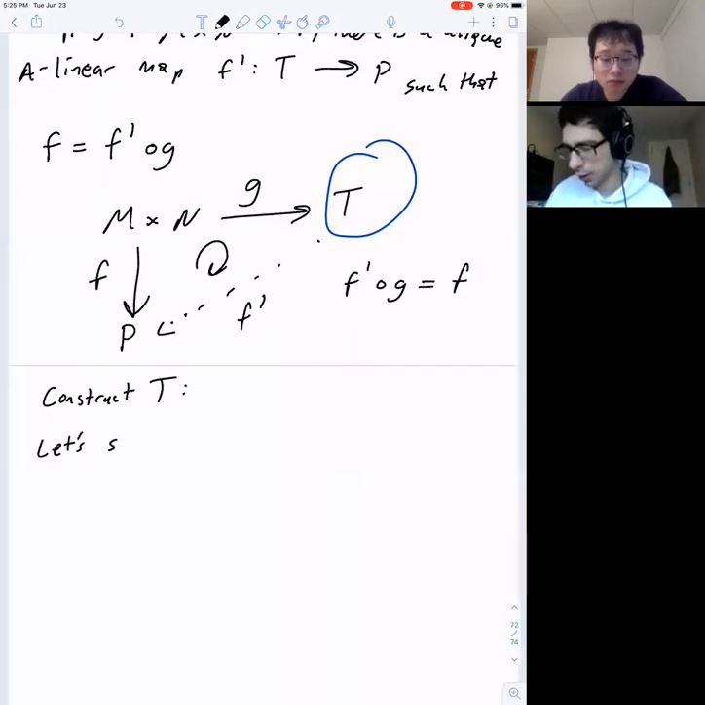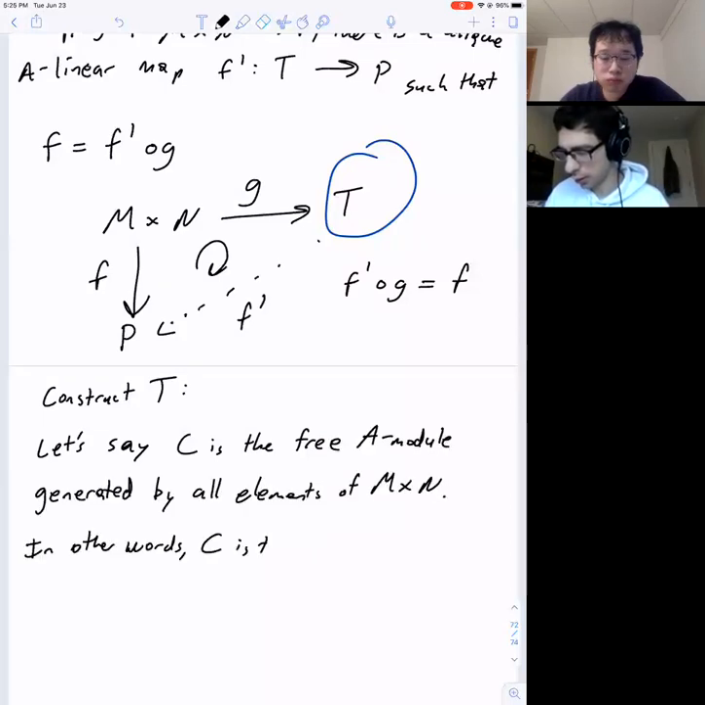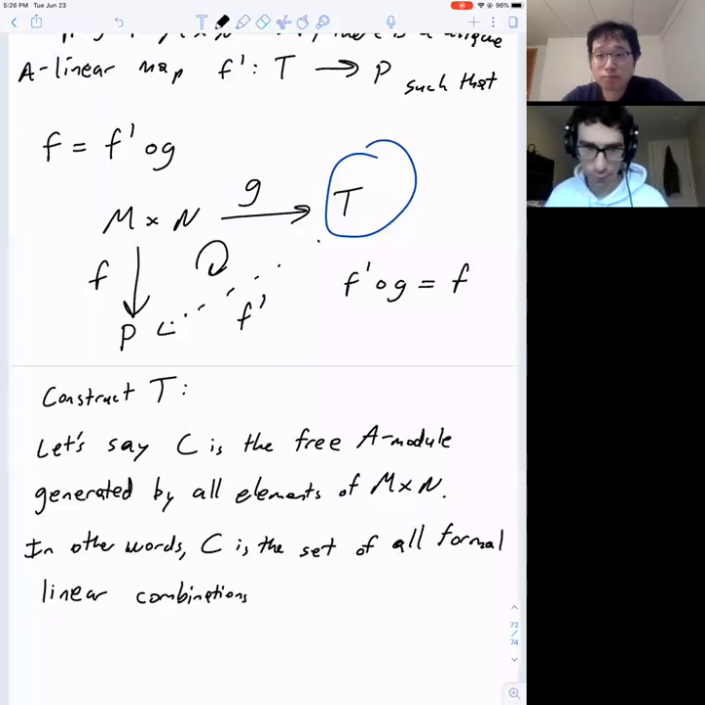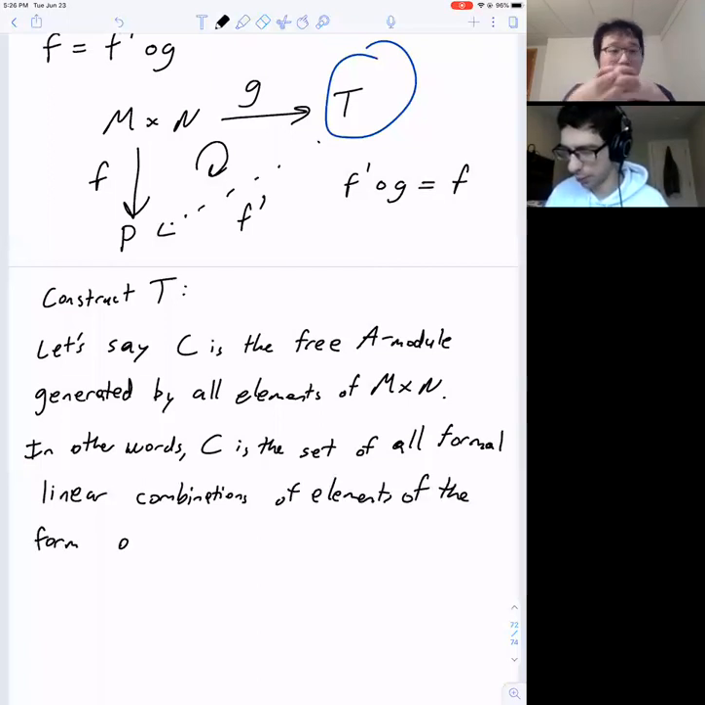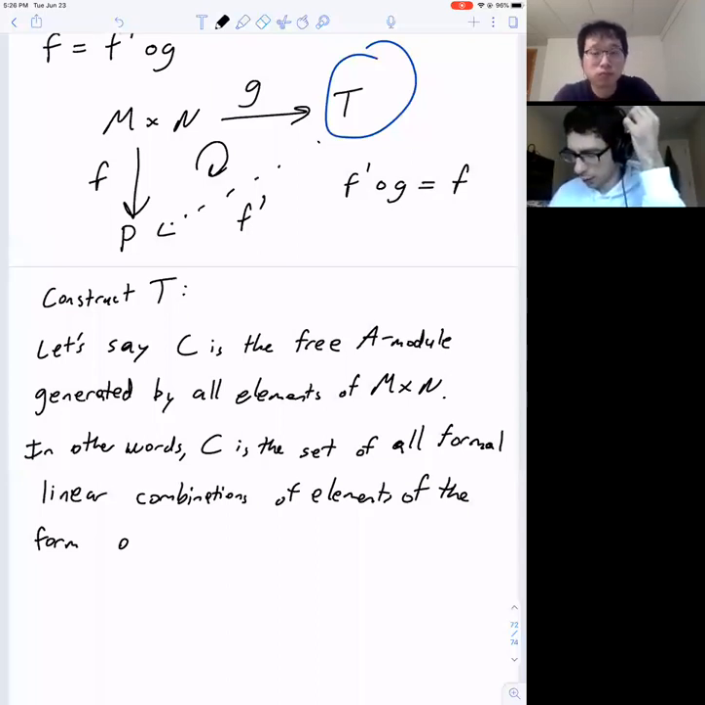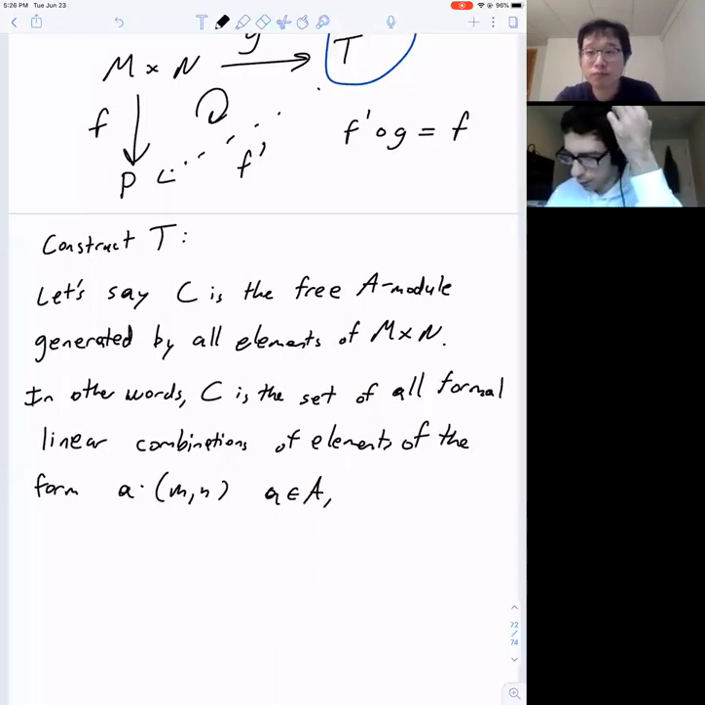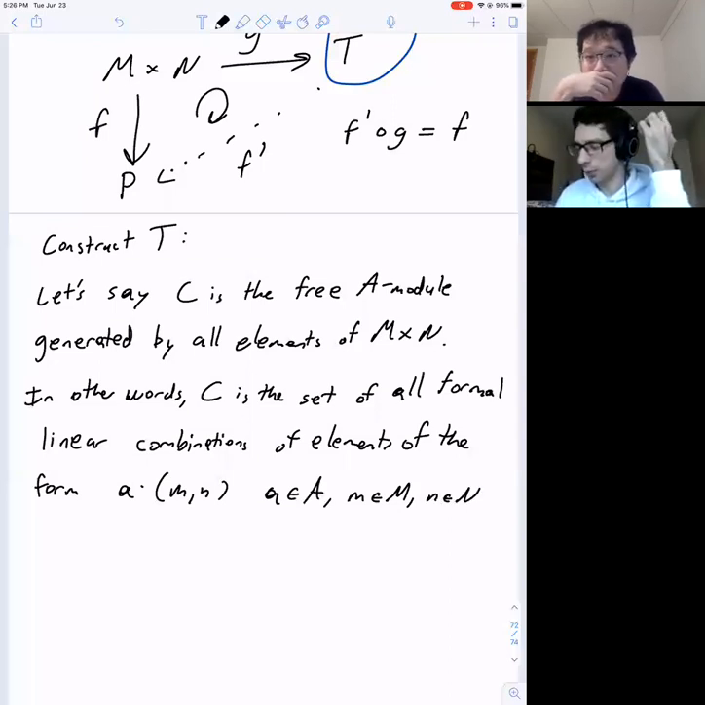Let's say C is the free A module generated by all elements of M cross N. In other words, I'll say C is the set of all formal linear combinations of elements of the form a times (m, n), where a is in A, m is in M, n is in N. So all formal linear combinations of elements of this form, that's going to be C.